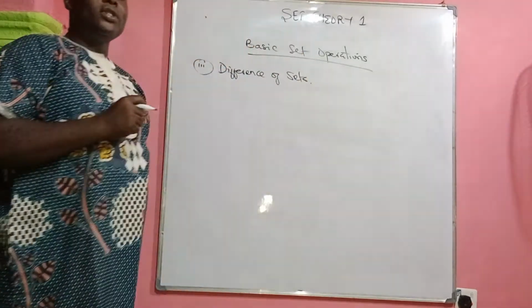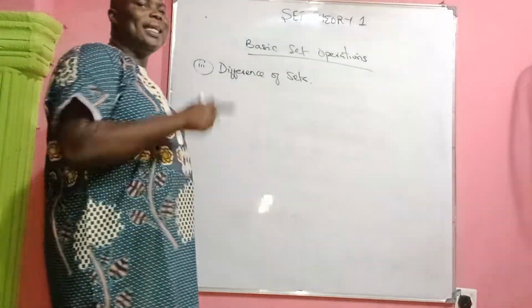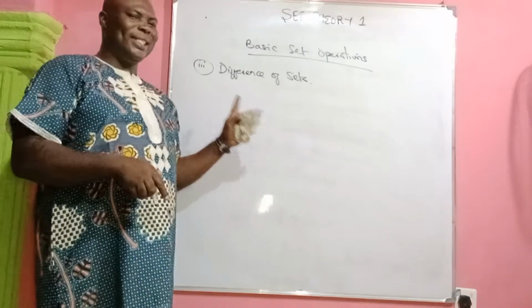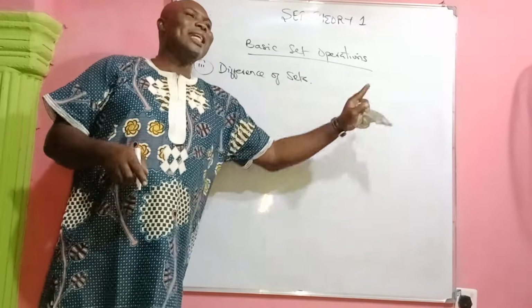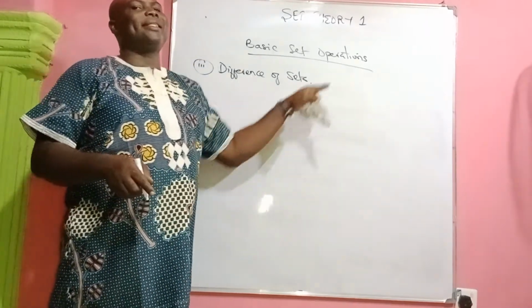Now, the difference of two sets A and B is another set, A minus B, which contains all the elements you see in A, but you can't see in B. All the elements present in set A, but not present in set B.